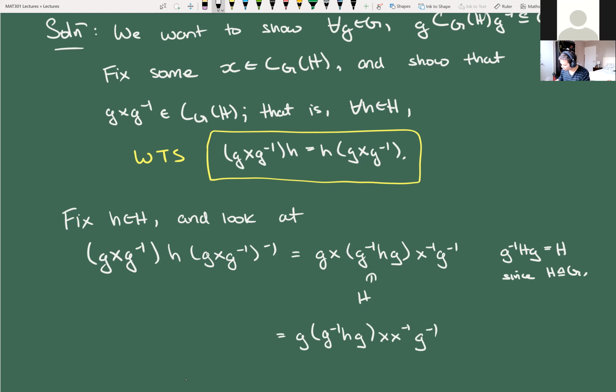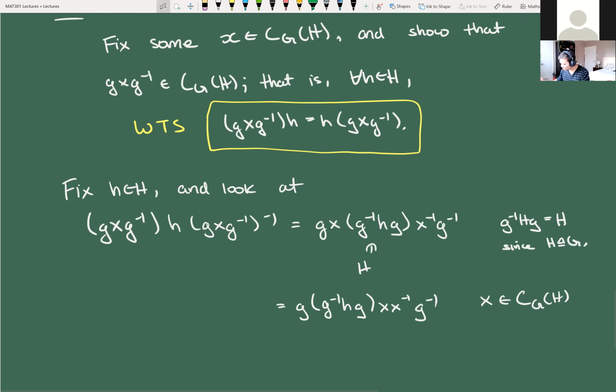Like so, right? So here I've used the fact that X is in the centralizer, right? And now we're going to see a whole bunch of cancellation happen. The X inverse cancels. These guys cancel. Then this causes the G and the G inverse to cancel. Everything cancels out, and we're just left over with H, right? And we're done, because that's exactly what we wanted to show.